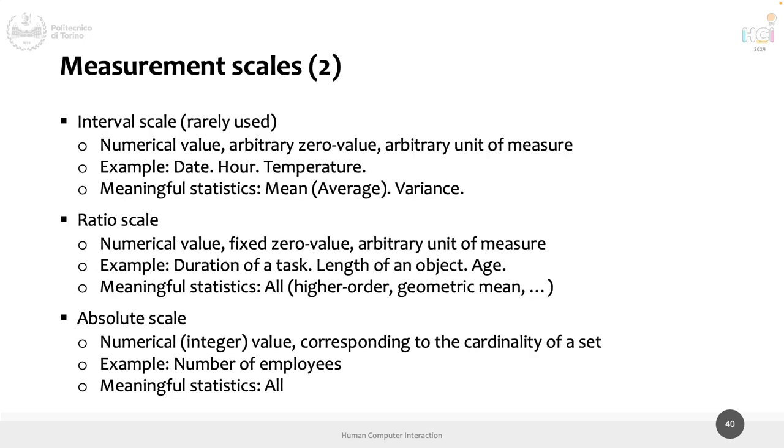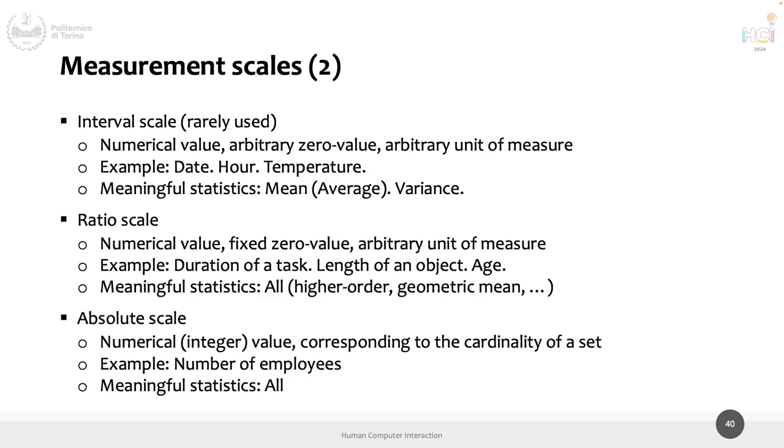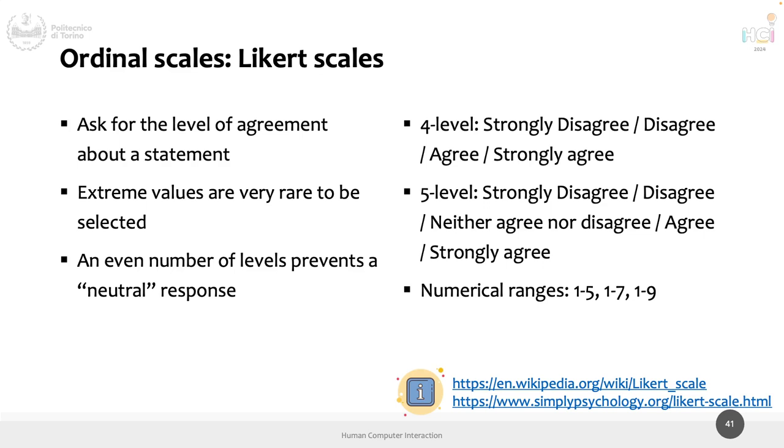Nominal, ordinal, etc. You should all know these things from maths and statistics. If you don't, here there is a summary: you don't compute an average on nominal or ordinal data, but you need at least an interval scale to do an average. Other statistics only apply to higher level scales. But one ordinal scale for which you calculate means, in practice, is the Likert scale.